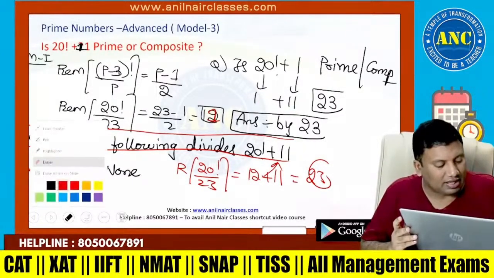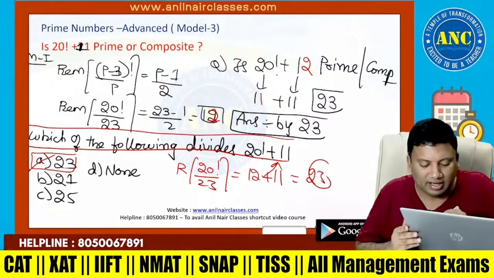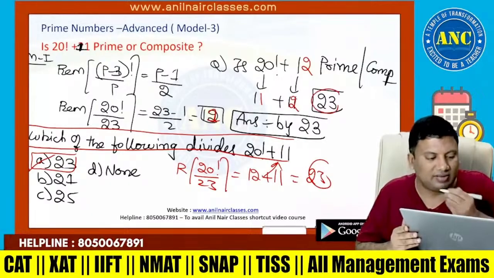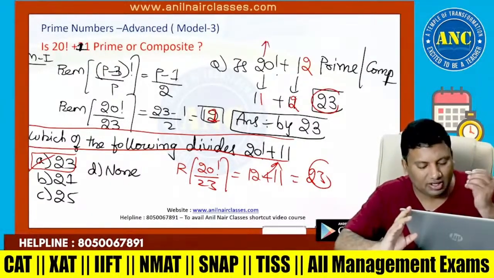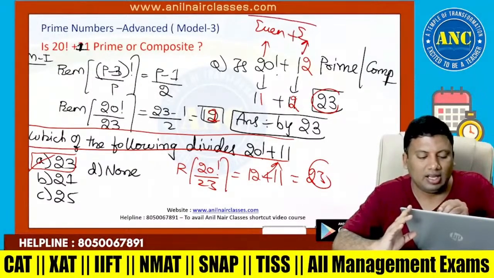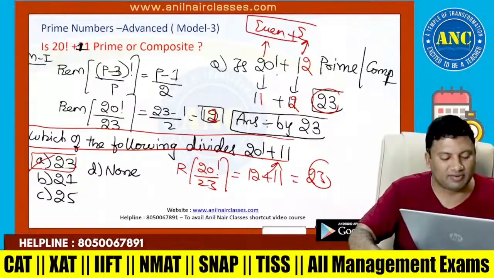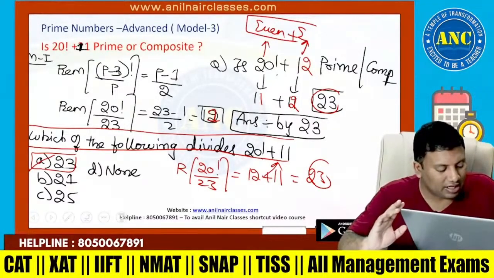I hope you understood what is going on in my mind. This 12, and this is nothing but 11. 11 plus 12, the answer is divisible. You don't need to do all this. 20 factorial is an even number, 12 is an even number, and even plus even is even. The answer will be divisible by even. Please make a note of it.